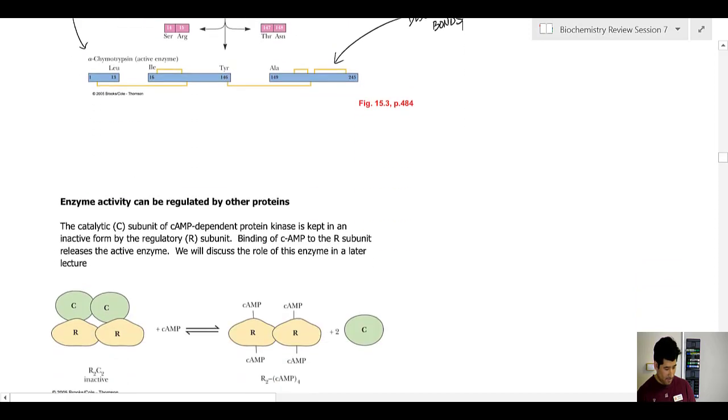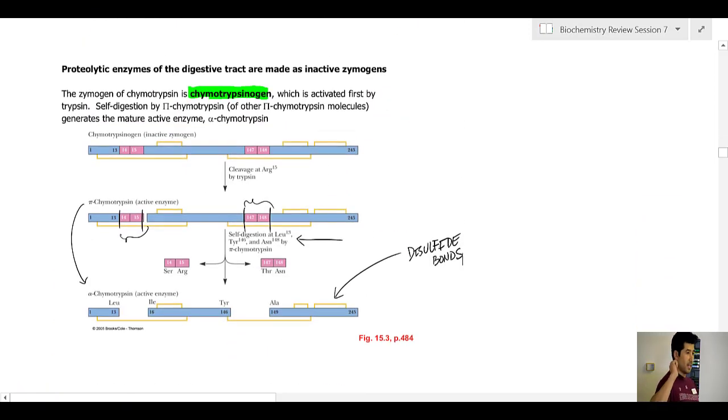Good job. Okay, so far we've discussed, I think, two ways, or one way, to control the activity of enzymes. What's the first way that we discussed? Covalent modification. What's one form of covalent modification? Protein phosphorylation by what type of enzymes? Protein kinases. Okay, now we're talking about a different type of covalent modification to the enzyme. Now we're talking about proteolytic cleavage of the enzyme.